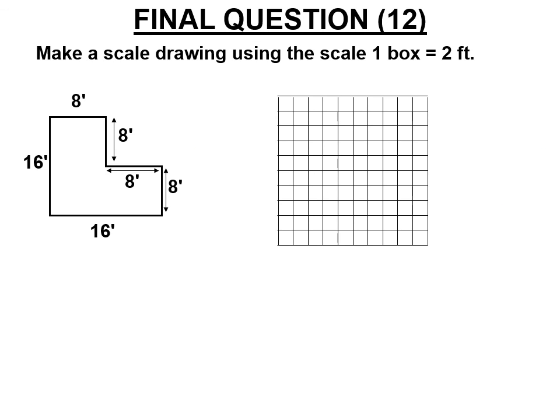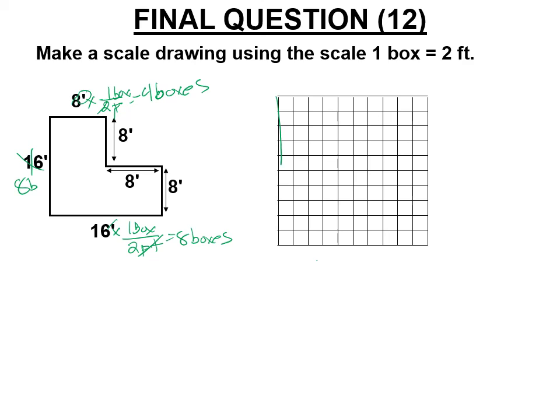All right, make a scale drawing using the scale 1 box equals 2 feet. All right, so the ones that are 8, right? Oh, by the way, that symbol means feet, if you don't know that. So that's 2 feet equals 1 box. So each of those are going to be 4 boxes long. Anywhere it says 8, it's going to be 4 boxes. You can guess then, right, that anywhere it says 16, it's going to be 8 boxes long. Okay, so this is 8 boxes.